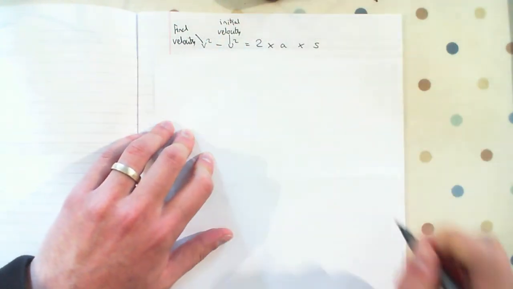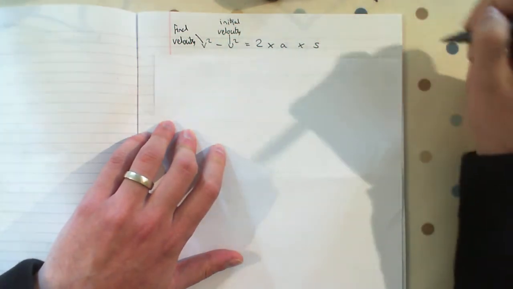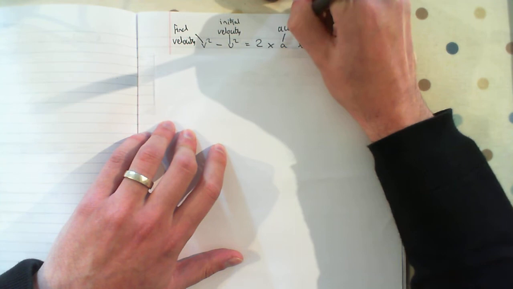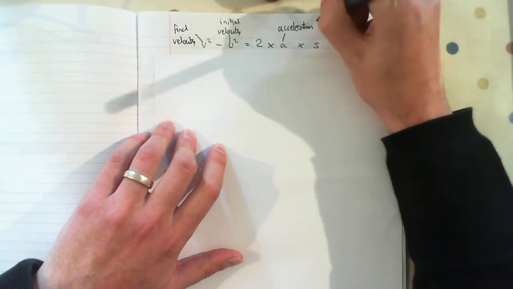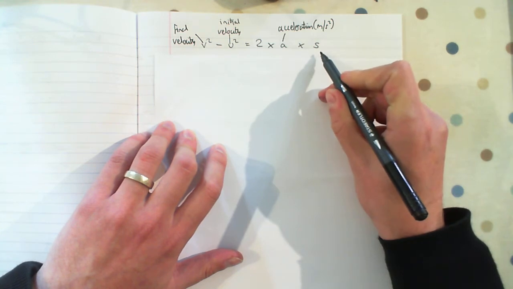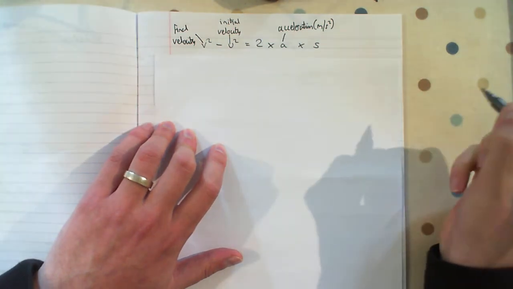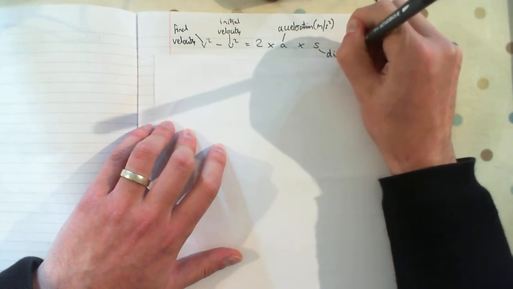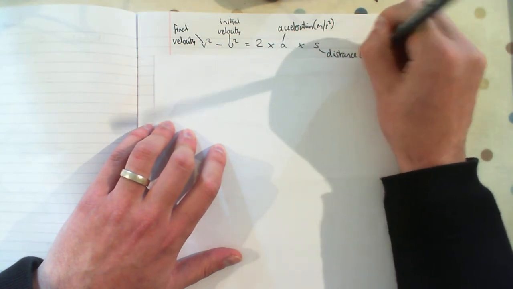The 2 is just a number 2. The a stands for acceleration, with the same units as before, meters per second squared. And s isn't speed, s is distance, and distance is measured in meters.